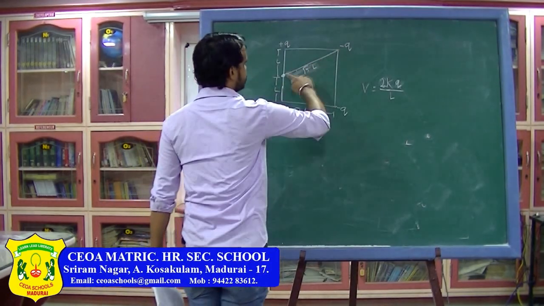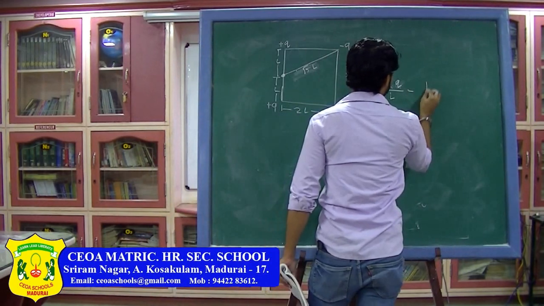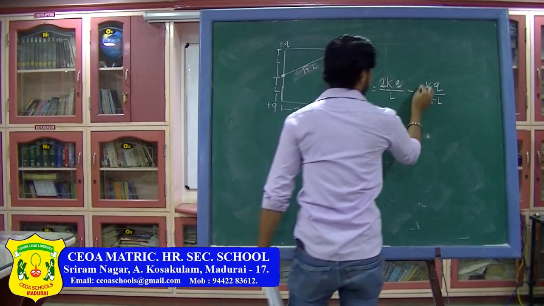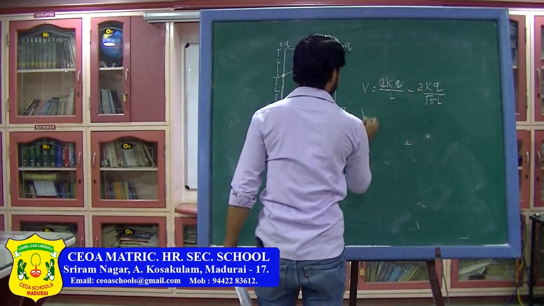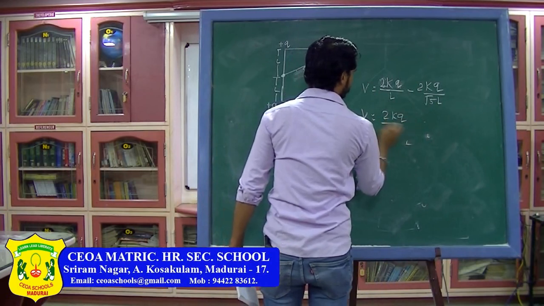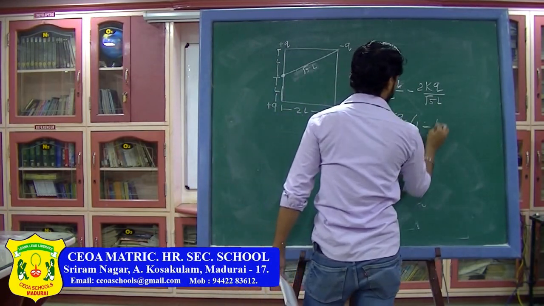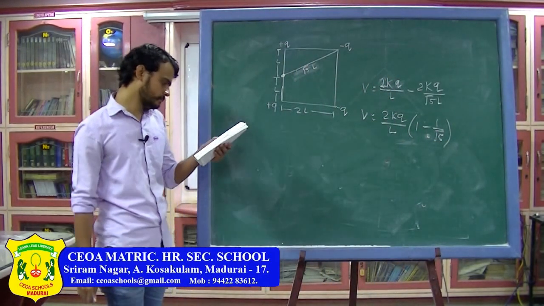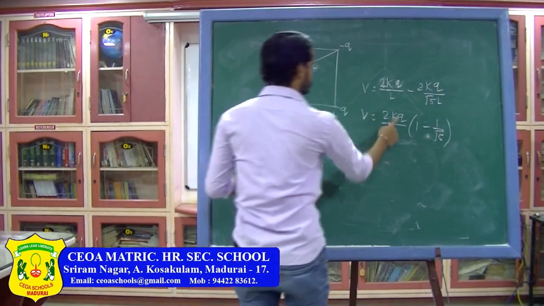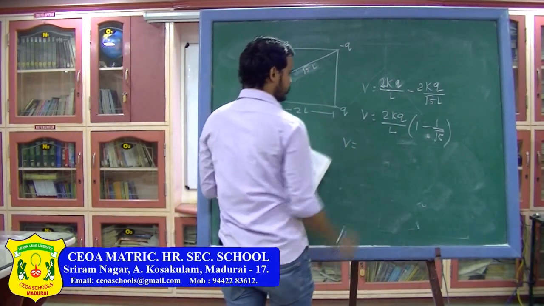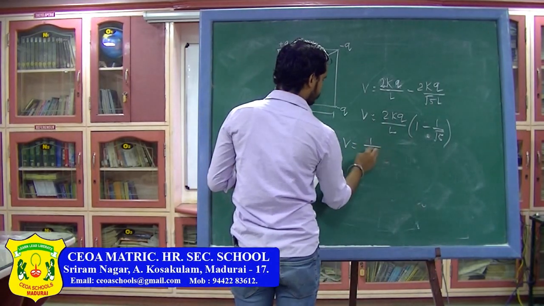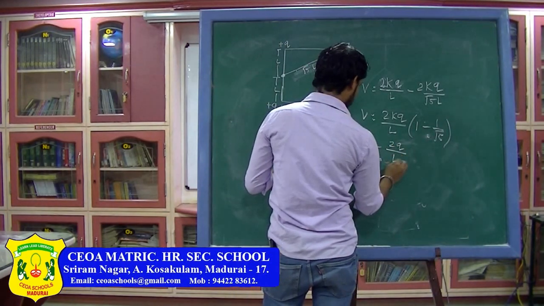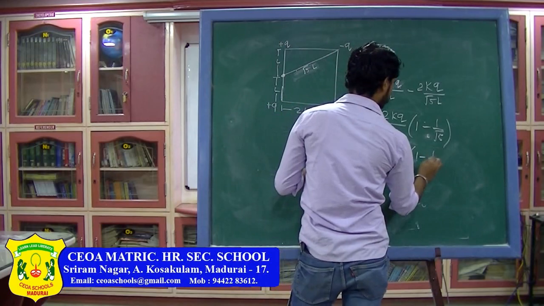So the potential due to this minus charge can be written as minus kq divided by root 5L. There are two charges, so the total potential due to these two will be this. From here I can write V is equal to 2kq by L into 1 minus 1 upon root 5. So this is the potential, and k can be written as 1 upon 4 pi epsilon naught. So I can write this as 1 upon 4 pi epsilon naught, 2q divided by L into 1 minus 1 upon root 5.